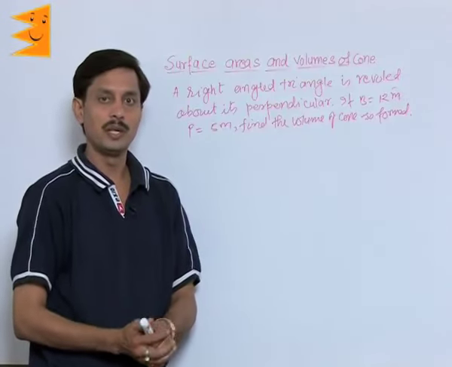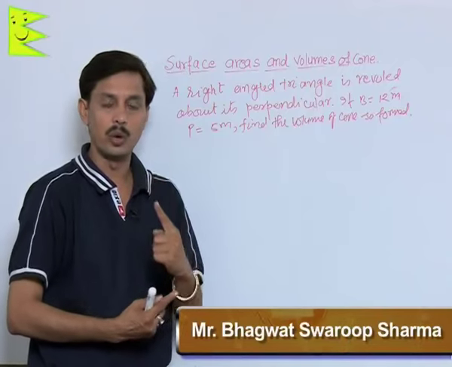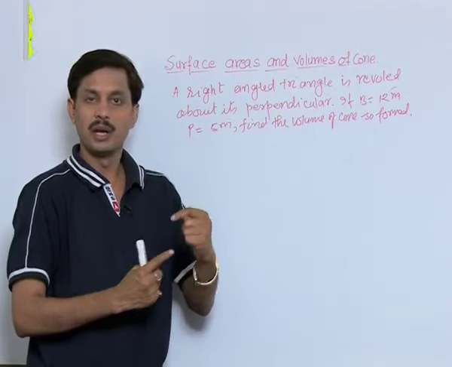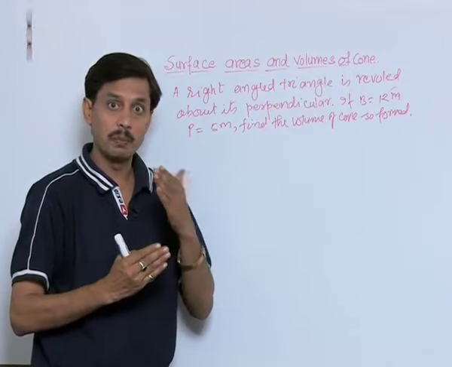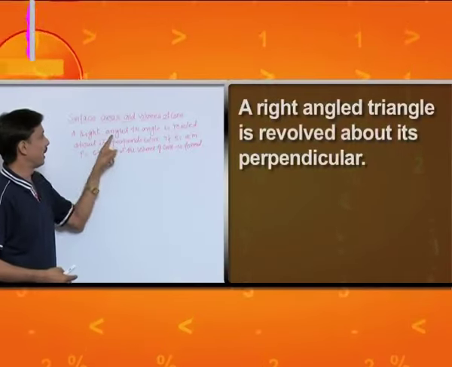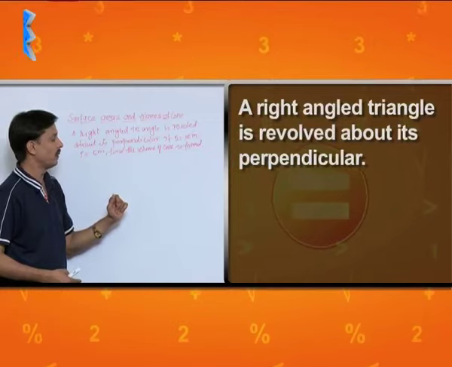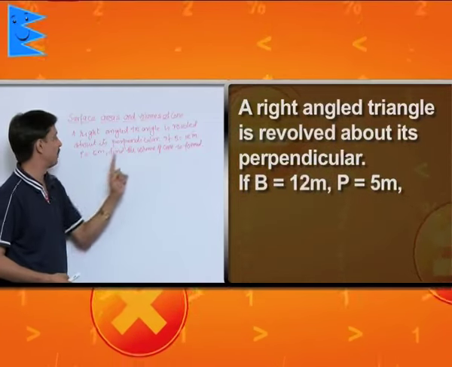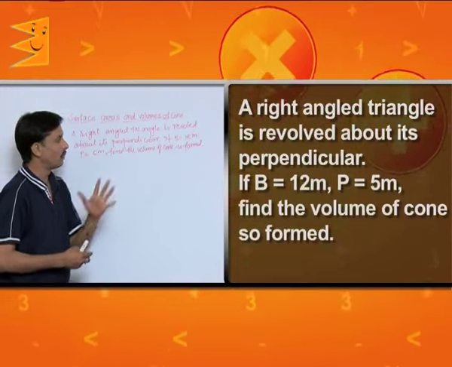Now one more question, where I will tell you how to calculate the volume of a cone which is formed by revolving a right angled triangle about its perpendicular or about its base. A right angled triangle is revolved about its perpendicular. If base is 12 meter and perpendicular is 5 meter, find the volume of the cone.